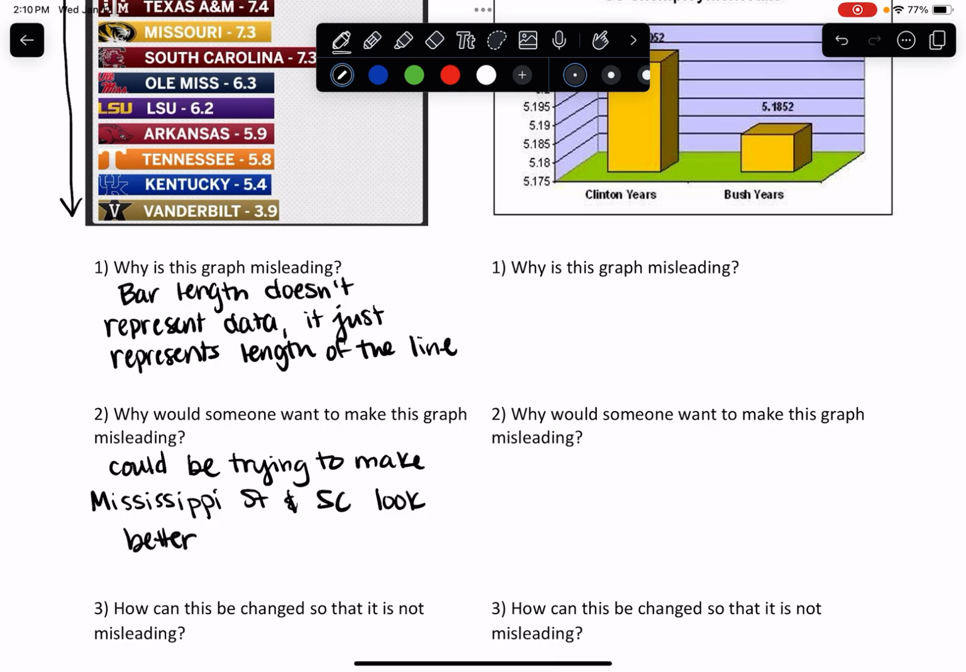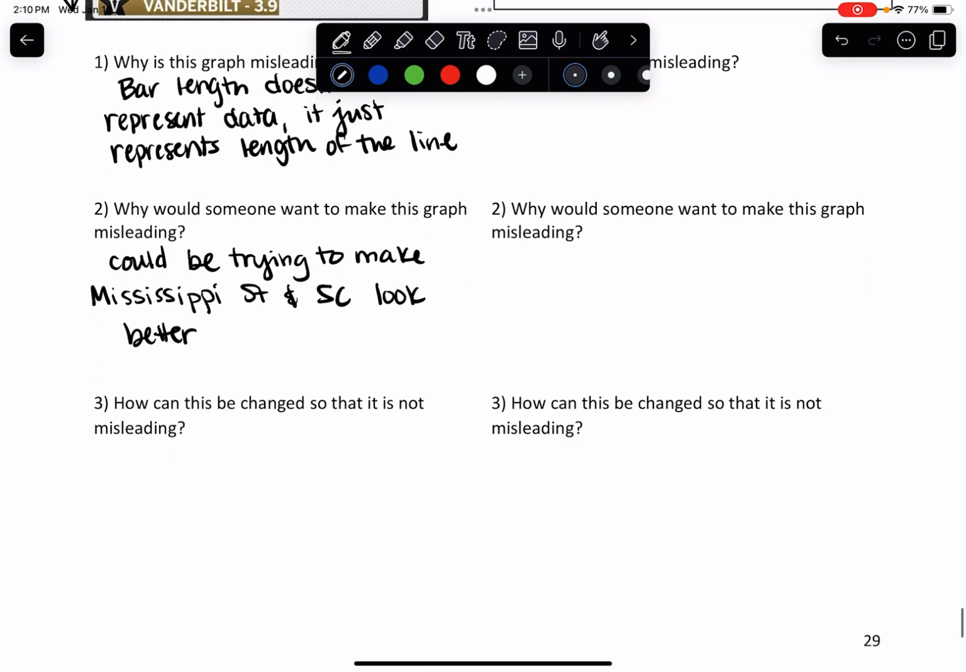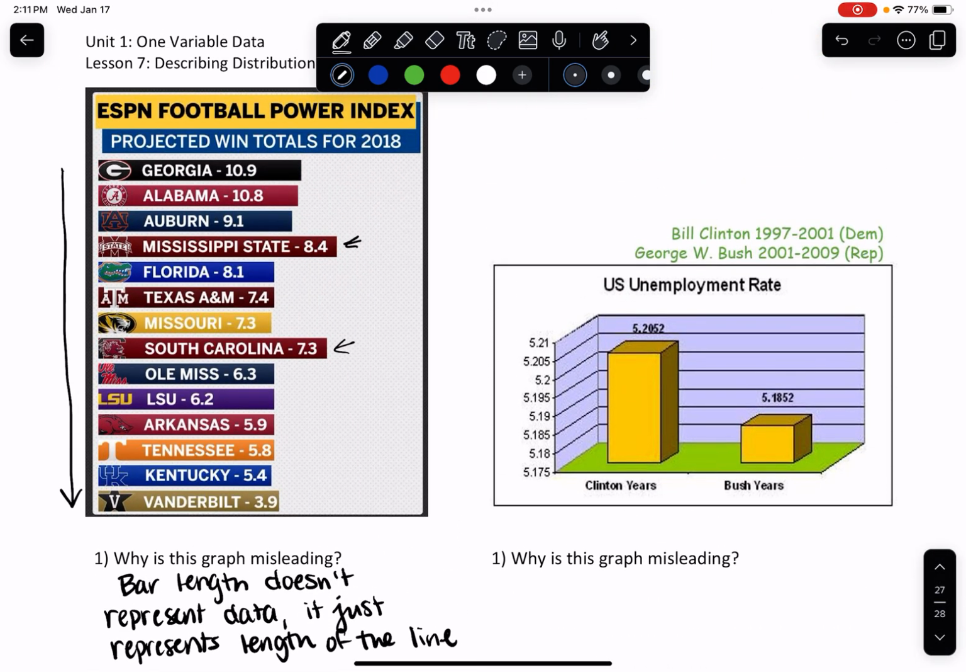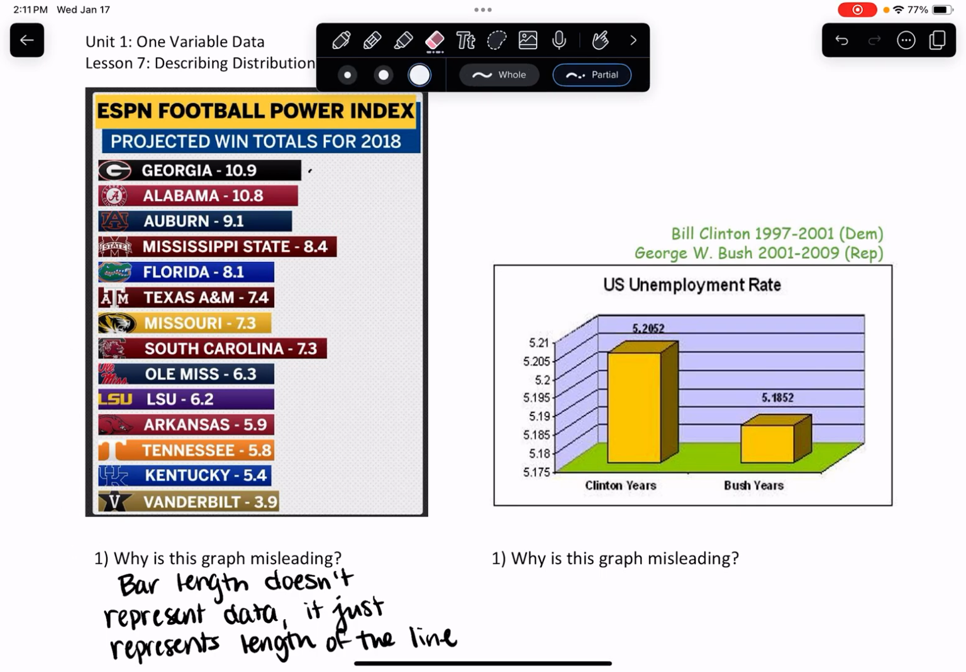All right, ways we can change this so that it's not misleading. We can make the bars proportional to the data that they represent. So instead of having bars that are just as long as the actual line, we could actually draw out the Georgia line. We could draw out the Alabama line, and so on, so that these values actually are representing what we want them to.